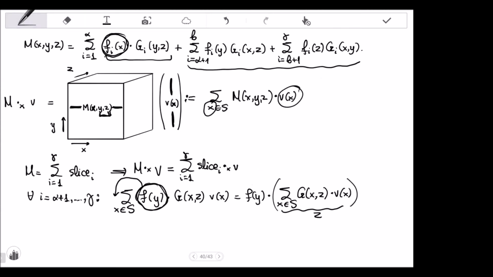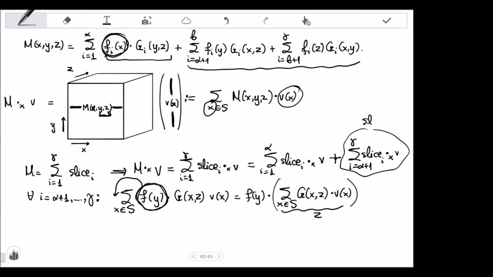So I'll write this as a sum of the first alpha slices, which are more obscure, applied to v, plus the sum of the rest of the slices applied to v. And all these, as many as they are, are slices in one-dimensional load. Now the first bits are a bit more unclear what they are.